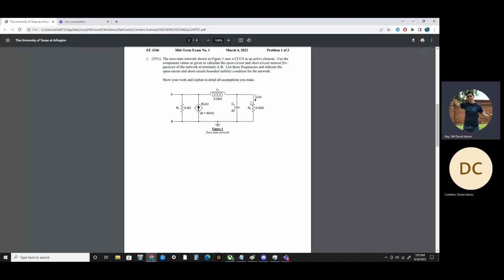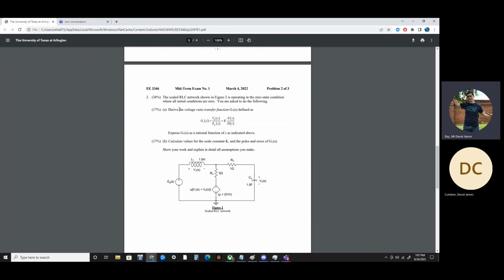The first problem is dealing with calculating the open circuit and short circuit natural frequencies between terminal A and terminal B. And it wants you to figure out whether the open circuit or short circuit natural frequencies are bounded or unbounded.